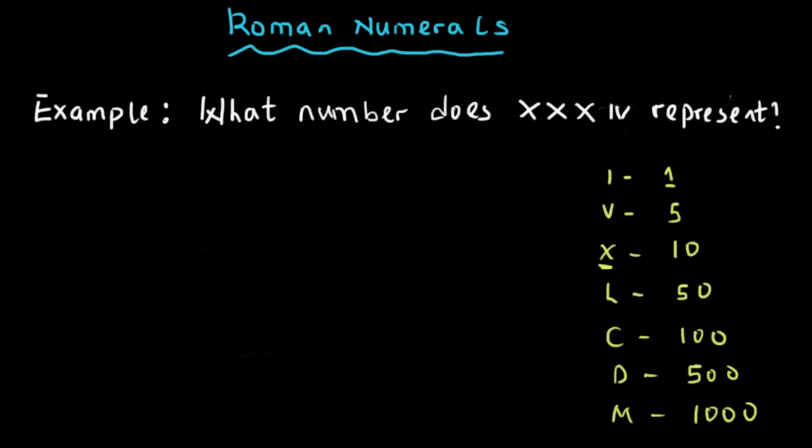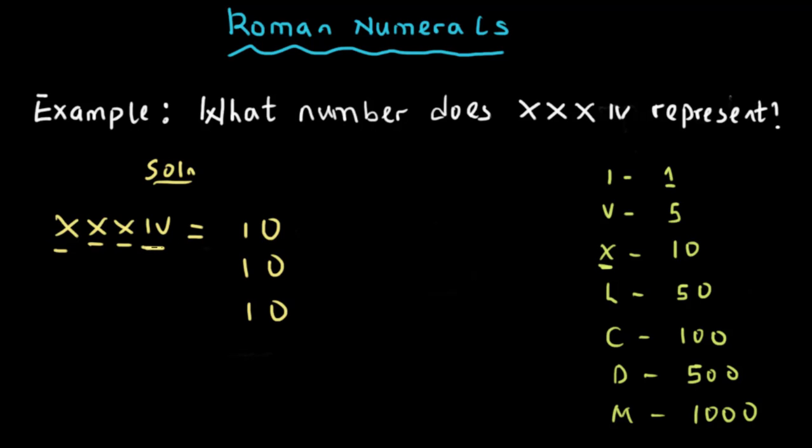So in this case, we have, what does XXXIV represent? So we have XXXIV. Now X is 10, X is 10, X is 10. Now we've got IV. I is smaller than V, and is behind V, so we have to subtract here. V is 5, so we have 5 minus I is 1.